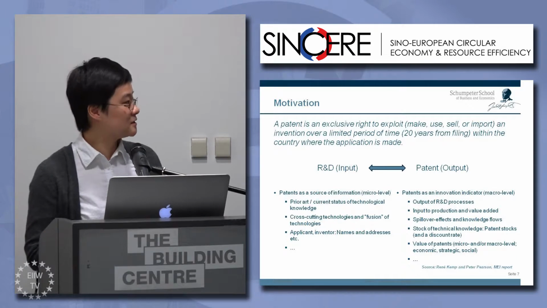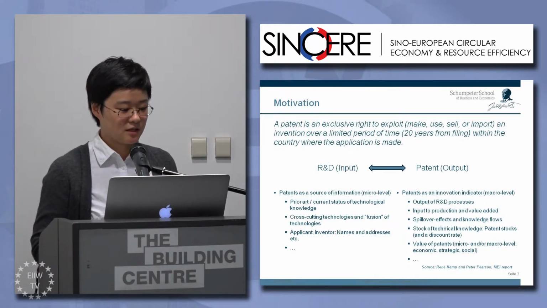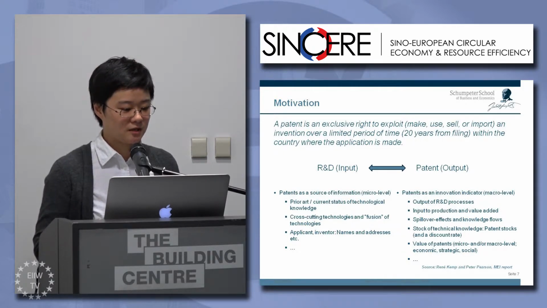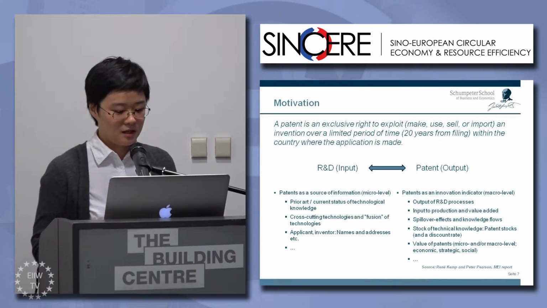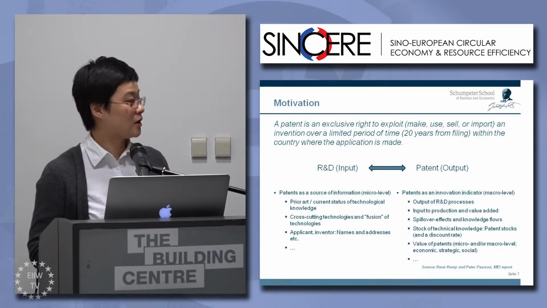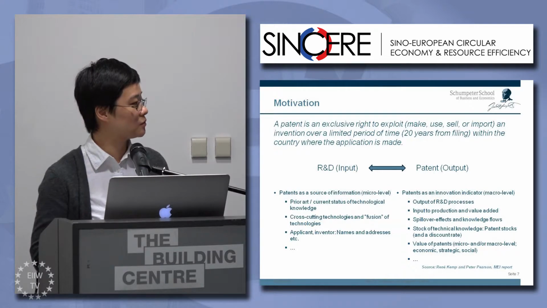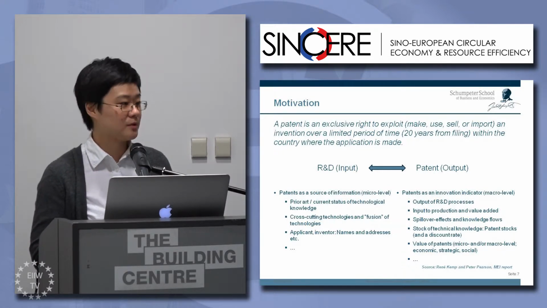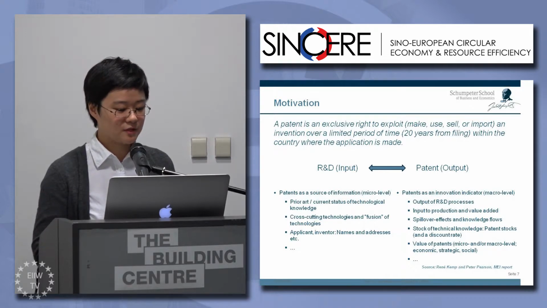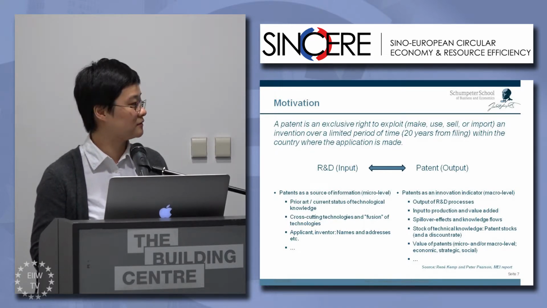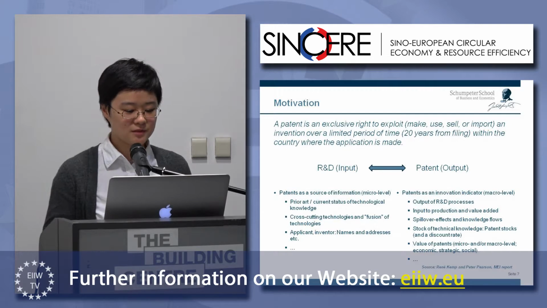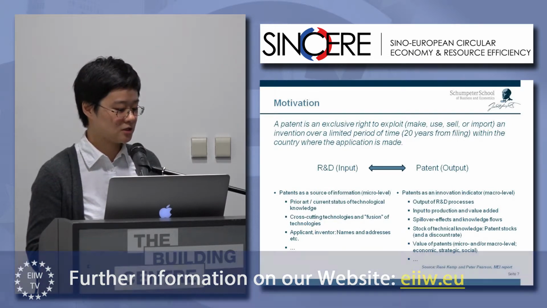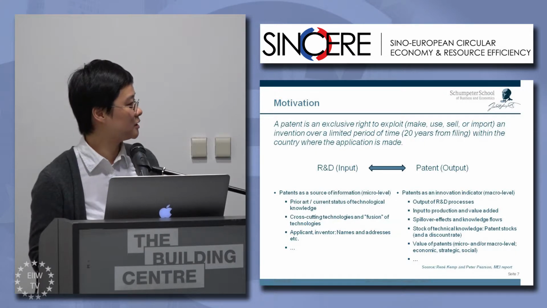And why did I choose patents as a research focus? First, the definition of a patent is an exclusive right to exploit an invention over a limited period of time within the country where the application is made. If we treat R&D as an input, then patents are one of the options for output measurement. For both micro-level and macro-level analysis, patents have advantages as an innovation indicator. For example, they can measure the output of the R&D process, and they also reflect the current status of technological knowledge, and so on.